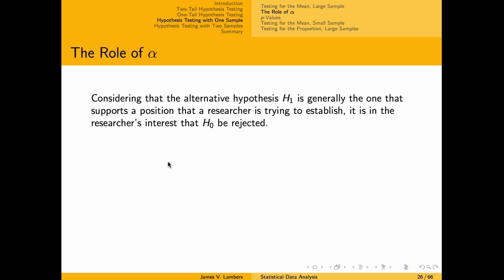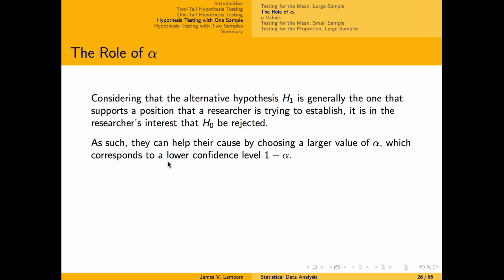The implications of this go beyond the mathematics involved. After all, if H0 is rejected, then that means there's evidence that supports accepting H1, which is generally the position that a researcher wants to establish. It follows that the researcher is more likely to get the desired result simply by choosing alpha to be large enough.